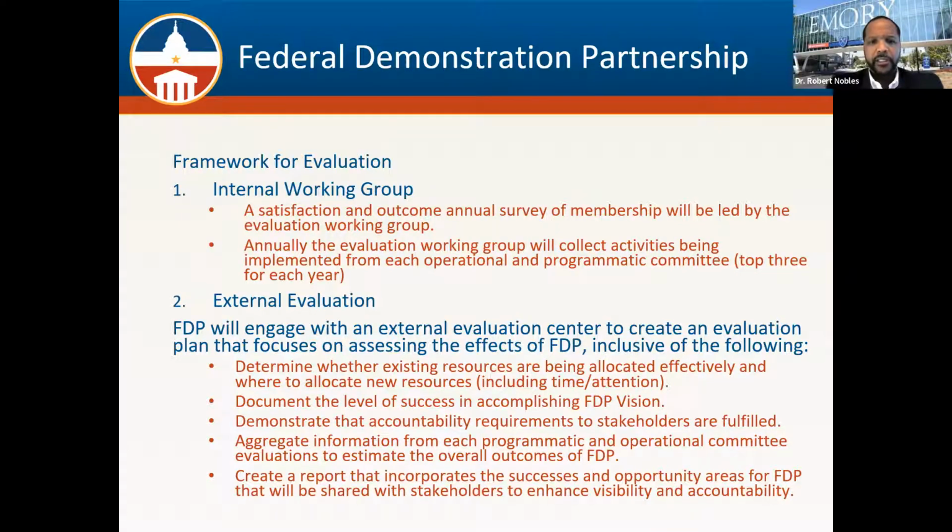Aggregating information from the programmatic and operational committees to estimate the overall outcomes of FDP. So we'll find goals, we'll roll those goals up into accomplishments and then share them with the external group so that they can have a massive understanding of the successes of all of the members of FDP in our respective groupings. Create a report that incorporates the successes and disseminate that broadly, including back to our institutions. Next slide.